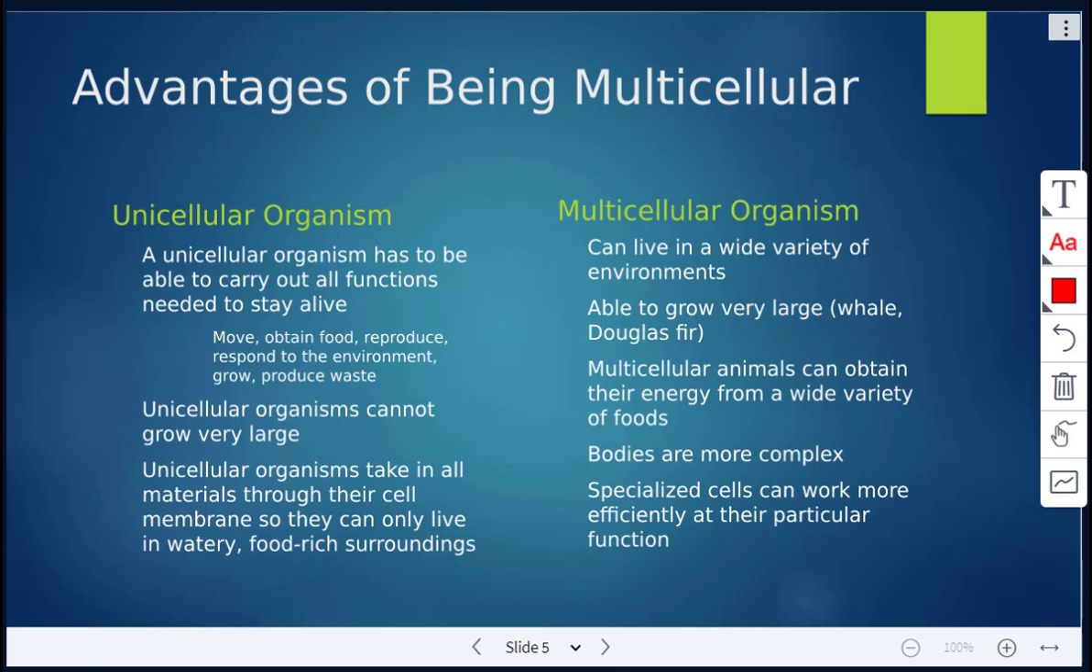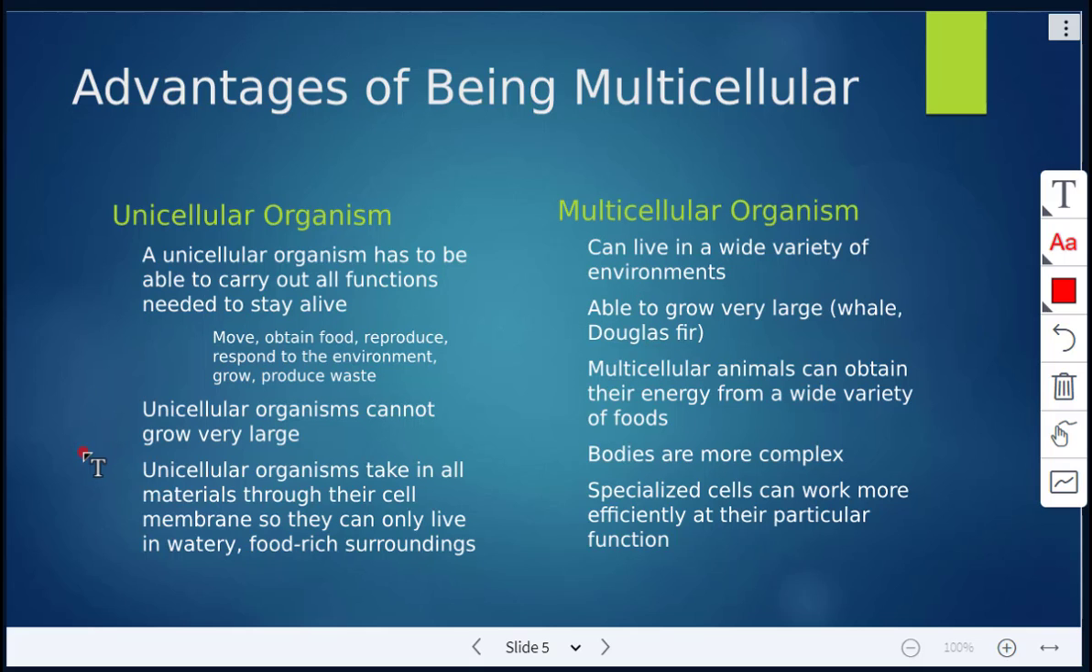All right, so advantages of being multicellular. First of all, let's look at unicellular organisms. They have to be able to carry out all the functions needed to stay alive. So they have to be able to move, obtain their food, reproduce, respond to the environment, grow, and produce waste. We know that unicellular organisms cannot grow very large.